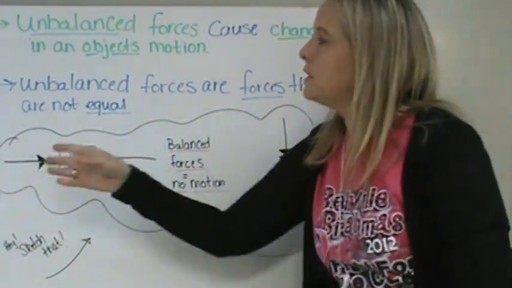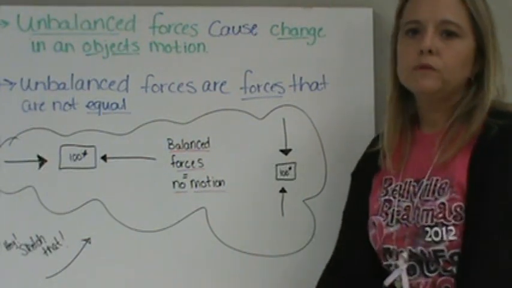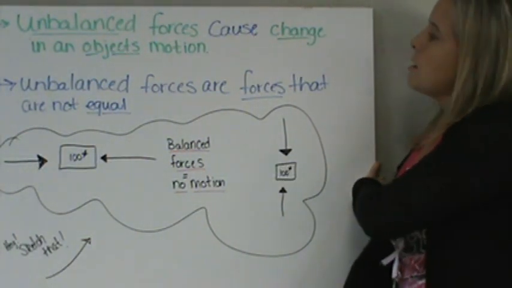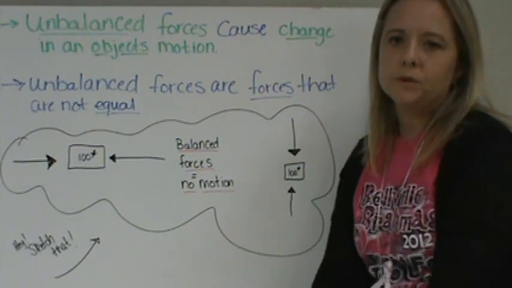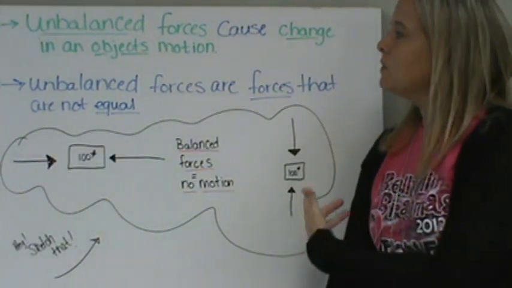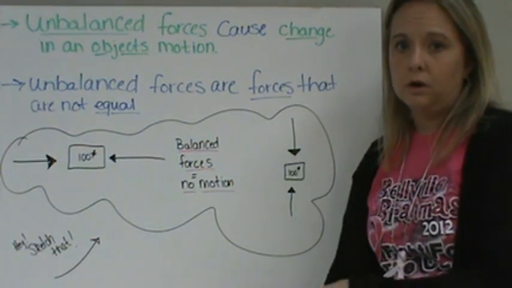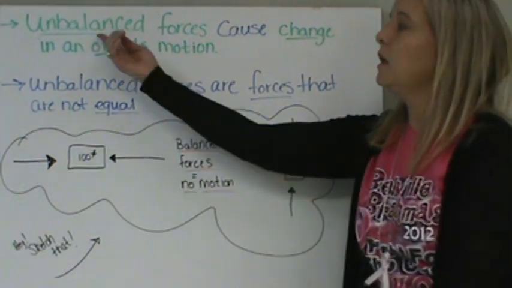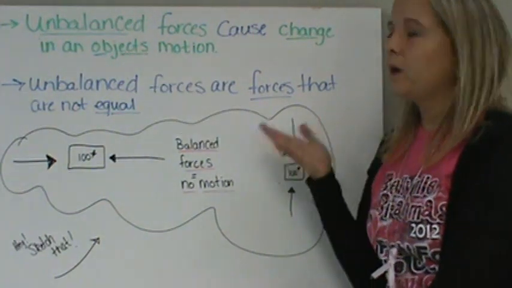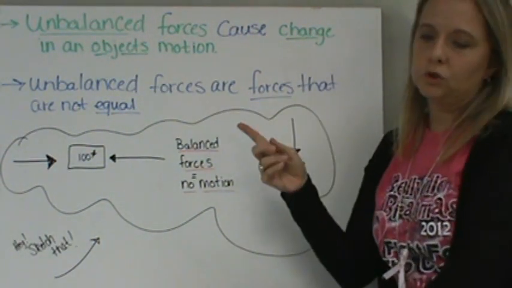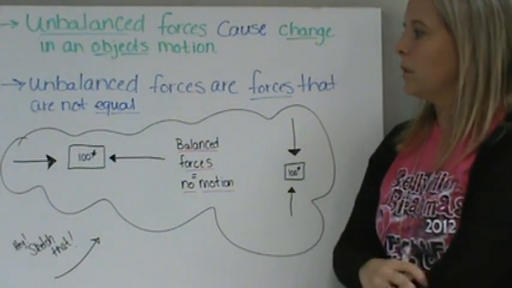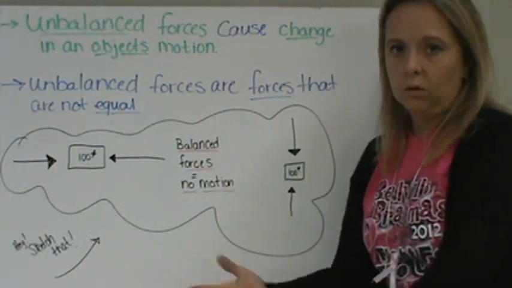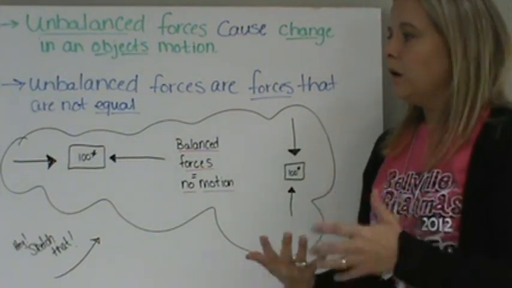So here we have a definition of unbalanced forces. We talk a lot in science class about balance and unbalance, about, the word is homeostasis. Well, unbalanced forces are forces that cause changes in an object's motion. It's because of the unbalanced forces that we actually have a change in motion. And we're going to talk about that in a little bit. Unbalanced forces are forces that are obviously not equal. So you have greater forces.